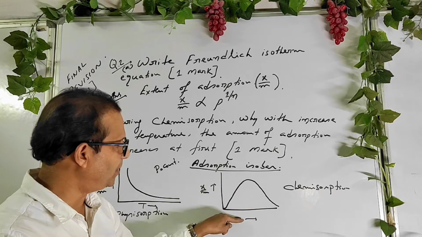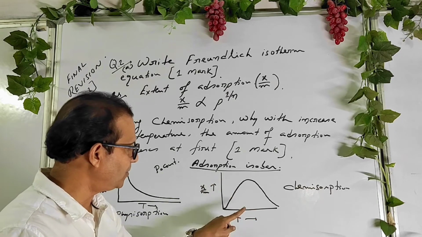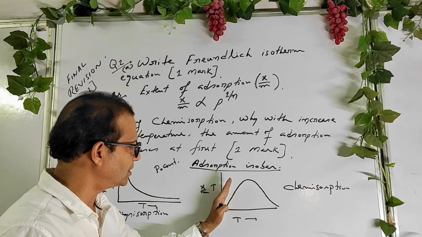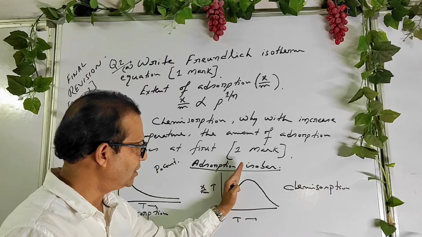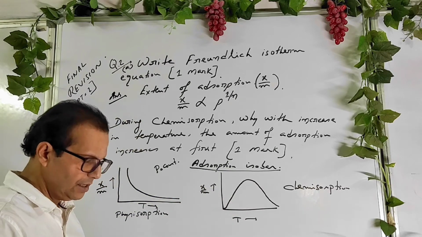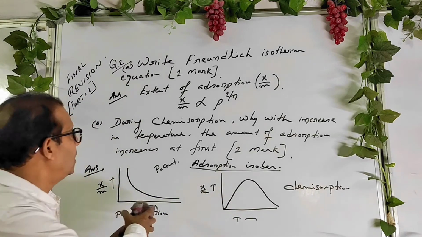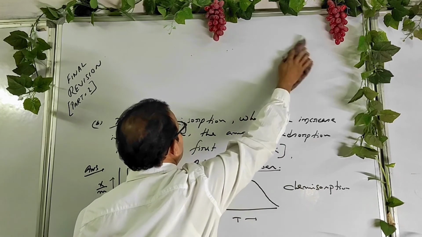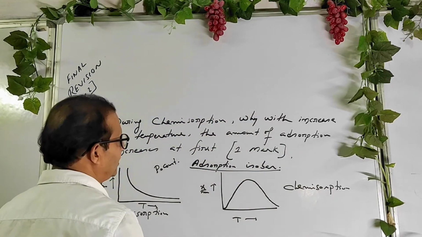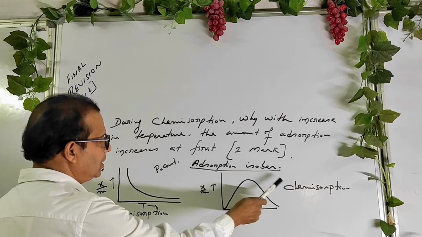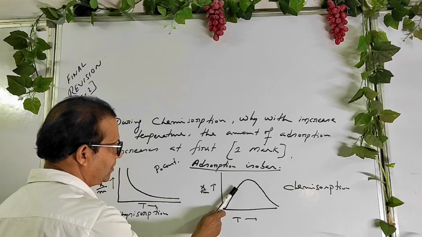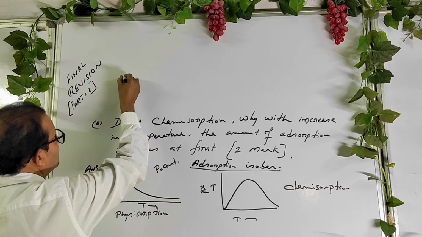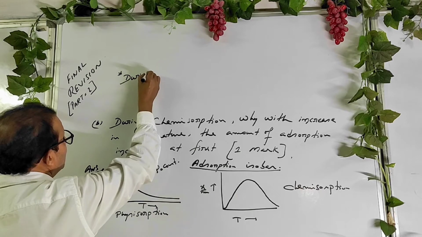Now the question is, why during chemisorption does the amount of adsorption increase at first and then decrease? Listen, as temperature increases, the temperature provides the activation energy to the reactants so that the adsorption increases. So the answer is, during chemisorption, the increase of temperature at first provides the activation energy for which the rate of adsorption increases.